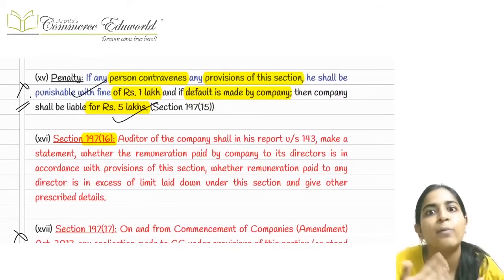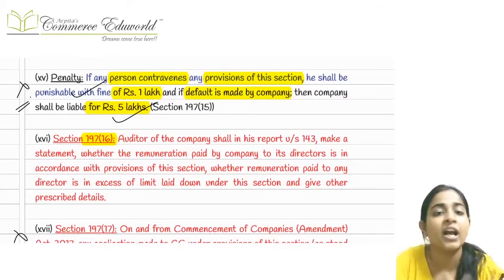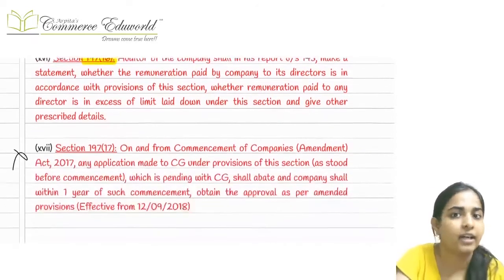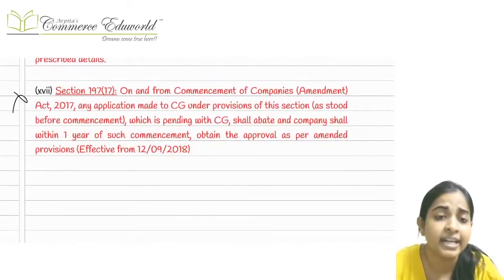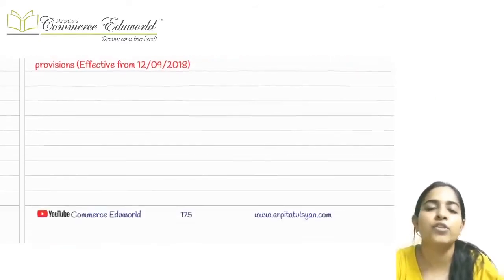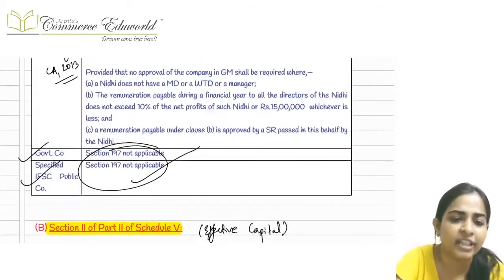and if it was not within the limits, then the company has fulfilled the requirements. That is, suppose if we have paid more than the limits, then we have passed SR, etc. All those compliances have been done. This has to be disclosed by the auditor in his audit report, which you must have already studied in section number 143, right? 197(17) was a transitional provision, so I am ignoring it for the time being.